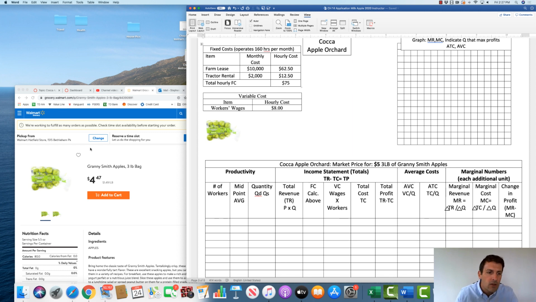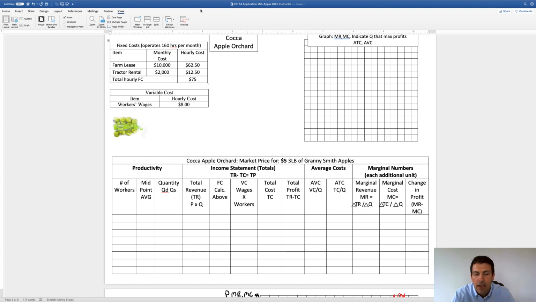All right. So I went and looked up what apples cost at the local Walmart, and they're charging about $4.47 for a 3-pound bag of Granny Smith apples. So I'm going to use that because remember, I'm a price taker, so I'm going to use that as my market price, and I'm going to price my product according to that. Now I'm going to assume that Walmart's making obviously a profit, so I'm going to change my price to $3 is what I'm making at the farm. So again, this concept as a price taker, I have to take the market price, so that's the market price that I'm going to take.